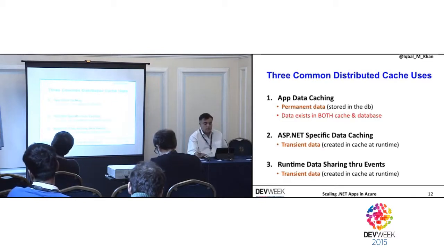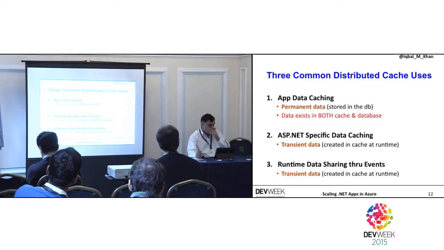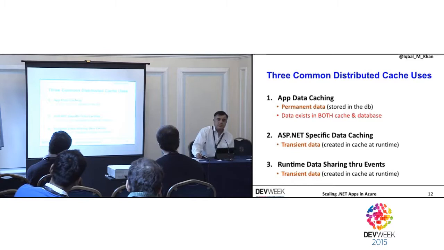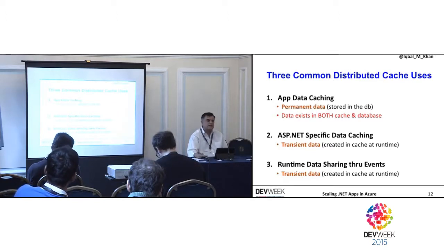Okay, so what are the ways that you can use a distributed cache? There are 3 most common ways that you use it. And again, I'm talking from a .NET perspective here. The first is application data caching. Application data is data that lives in your relational database, your mainframe, whatever your main application database is. So that is what I call permanent data. That data has to be persisted permanently. So when you cache it, the data exists in 2 places: the database and the cache.